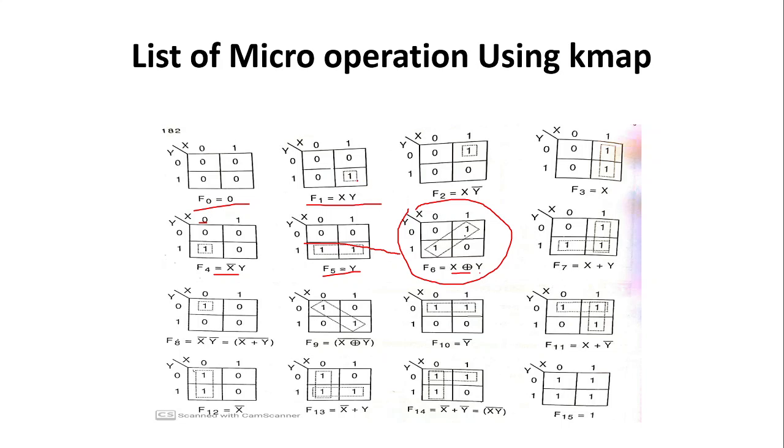For this there is the expression xy, and for f2 x y bar, for f3 x. Similarly, we have for f8 x bar y bar. For f9 we have the Boolean expression x exclusive OR y, and bar. For f10 we have y bar. For f11 x plus y bar. For f12 we have x bar. For f13 we have x bar plus y. For f14 we have x bar plus y bar, and for f15 we have 1.